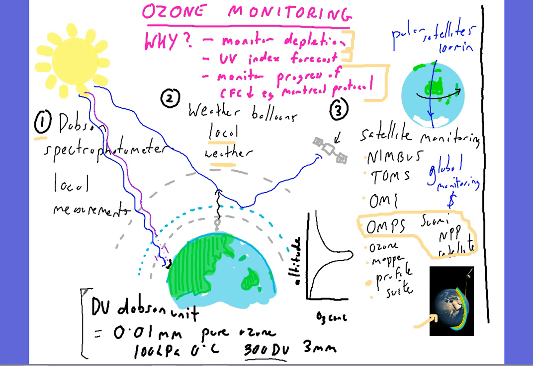The way they measure ozone is a Dobson unit or a DU. 1 DU is equivalent to 0.01 millimeters of pure ozone at 100 kilopascals and 0 degrees. So if you brought the ozone down to Earth's surface and cooled it down to 0 degrees, how thick would that ozone be? And the ozone layer is typically only 300 DU or 3 millimeters thick according to that scale, so it's quite fragile as you can imagine.